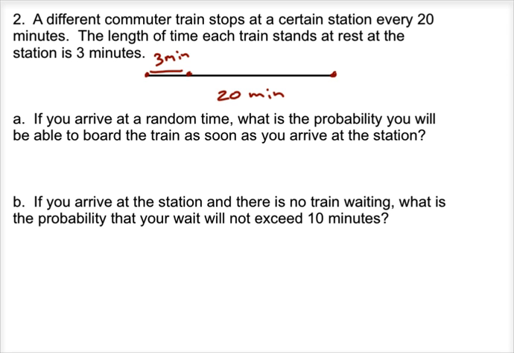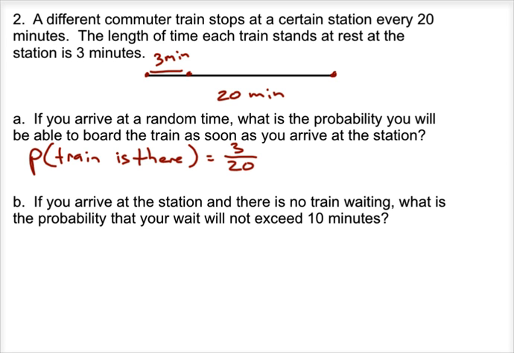For part A, it says, if you arrive at a random time, what's the probability that you will be able to board the train as soon as you arrive at the station? So what's the probability that the train is there? Well, 3 minutes the train is there out of every 20 minutes. 3 over 20 doesn't reduce, so there's your final probability.